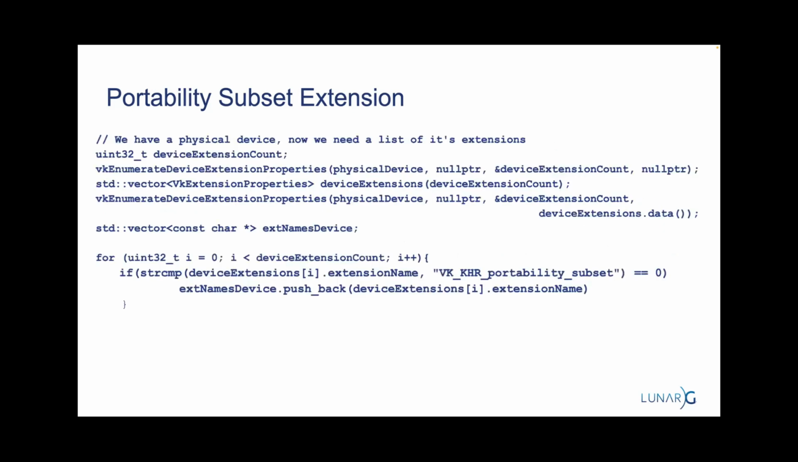So here's sort of kind of what some code would look like. You would enumerate all of the extensions, and then when you loop through the extensions looking for the ones you care about, you would look for the portability subset, and if it's there, add it to your list of extensions. It's important you do that because functions we're going to call in a minute won't work if you've not added this extension to your list of desired extensions.